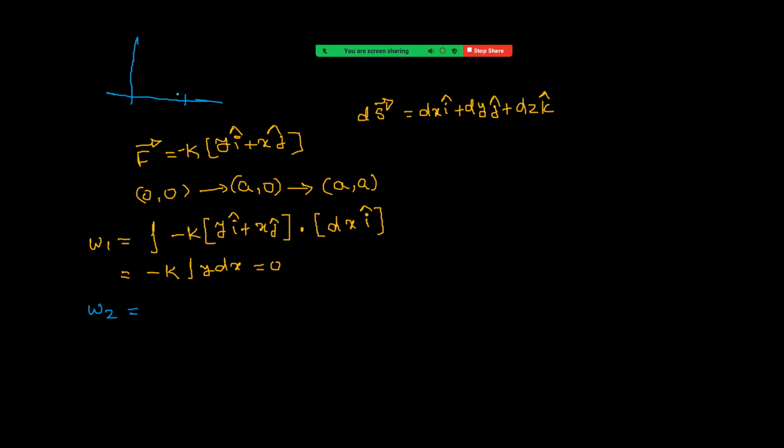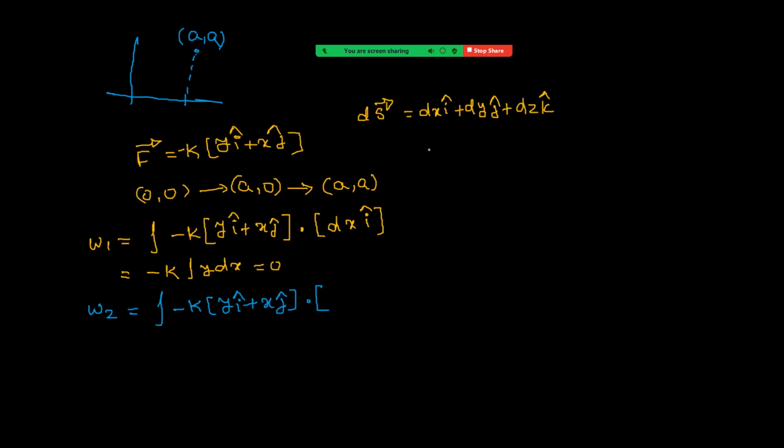So first taking along x-axis, then taking along y-axis, to the point A comma A. Right. So now we are moving parallel to the y-axis. Writing once again F bar dot, minus k into (y i cap plus x j cap) dot. Now this time it is moving only parallel to the y-axis.